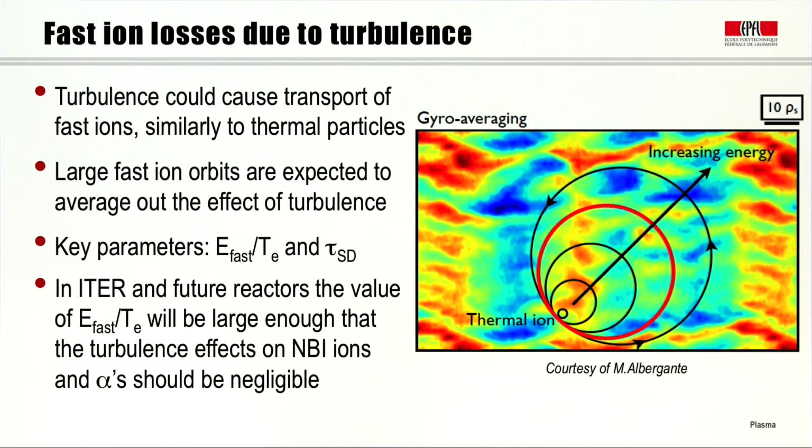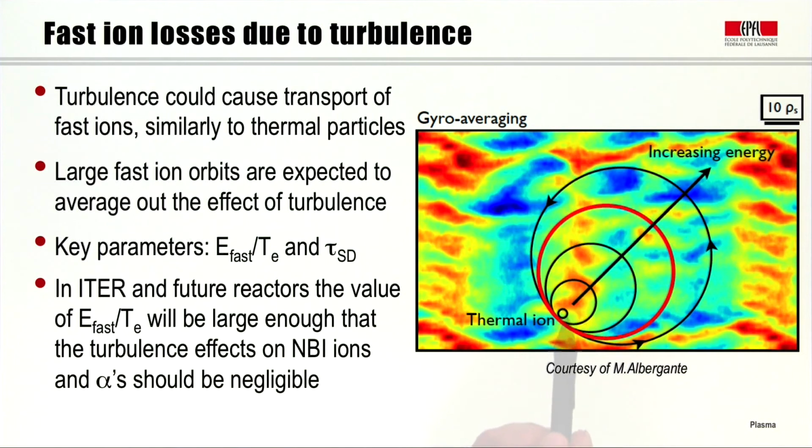Another possible channel for losing fast ions is the plasma turbulence. In fact, one can argue that plasma turbulence can cause transport of fast ions similarly to what it does to thermal particles. So these turbulent structures would kick fast ions out as they do with thermal ions and thermal electrons. However, we have a good piece of news here, because the fast ions are characterized by relatively large orbits, and these large orbits are expected to average out the effect of turbulence. And this plot will illustrate that phenomenon.